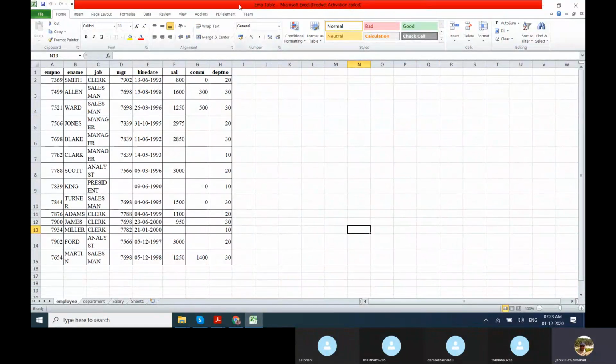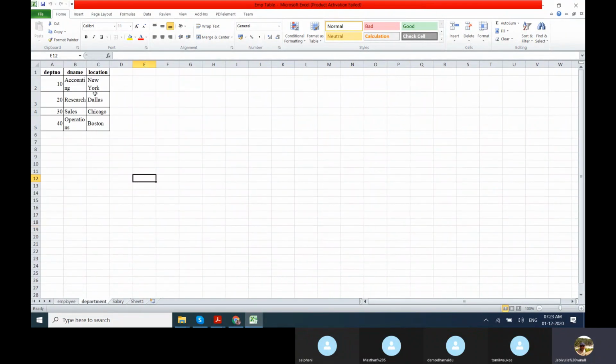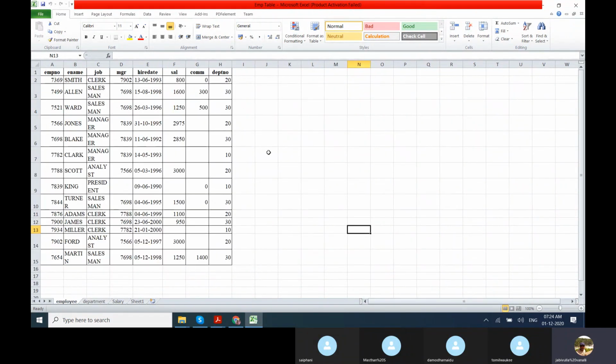Why I tell you? If you don't have this department number, directly we can write these things, right? Department name and location. If you don't have a common column between two tables, then definitely we need to write the department name and department location here. So data will be like this only, department name and location.